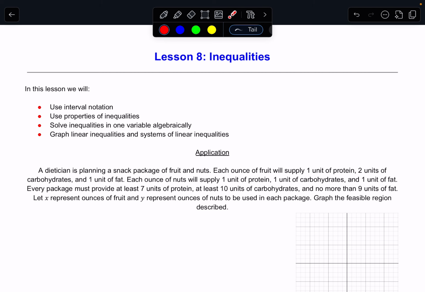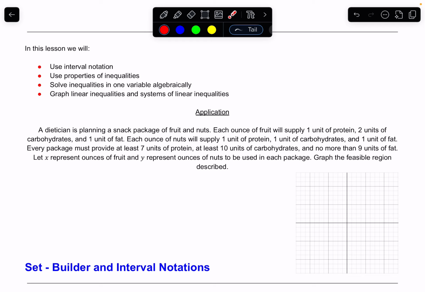All right, let's go ahead and get started by reading our application. This is a tough one, by the way. A dietitian is planning a snack package of fruit and nuts. Each ounce of fruit will supply 1 unit of protein, 2 units of carbohydrates, and 1 unit of fat. Each ounce of nuts will supply 1 unit of protein, 1 unit of carbohydrates, and 1 unit of fat. Every package must provide at least 7 units of protein, at least 10 units of carbohydrates, and no more than 9 units of fat. Let X represent ounces of fruit and Y represent ounces of nuts to be used in each package. Graph the feasible region described.